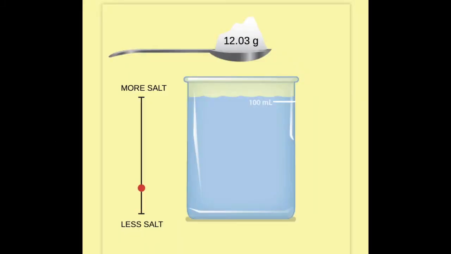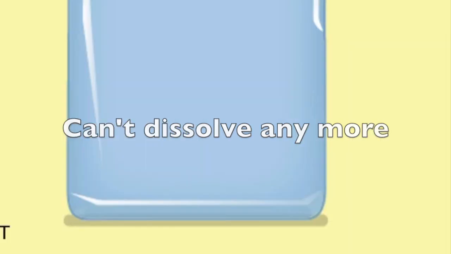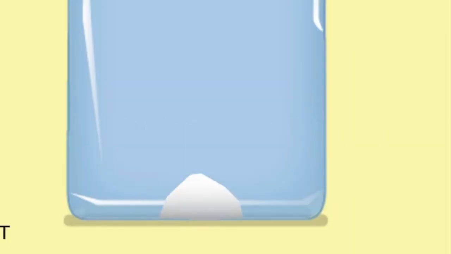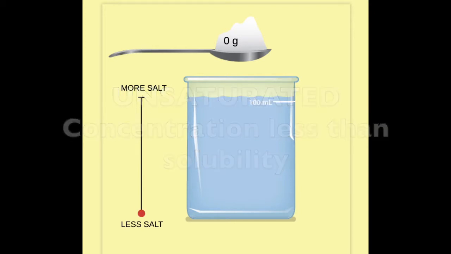When a solute's concentration is equal to its solubility, the solution is said to be saturated with that solute. And you will not be able to dissolve any more of the solute in the solvent without it precipitating out. If the solute's concentration is less than its solubility, it's said to be unsaturated. Now, it is possible to make a solution where the solute concentration exceeds the solubility, and we call these solutions supersaturated. And we'll talk about how to make one of these in a moment.